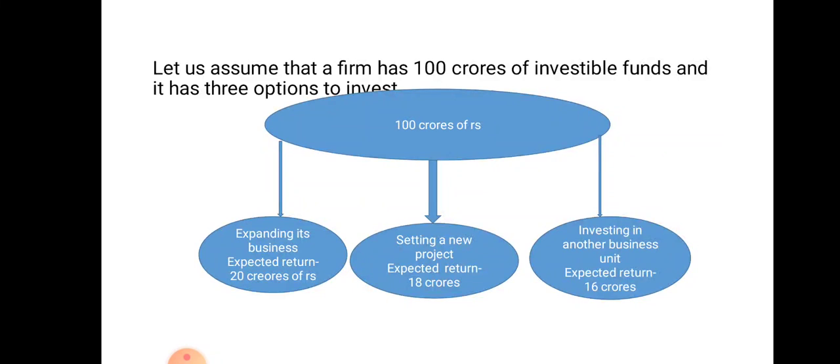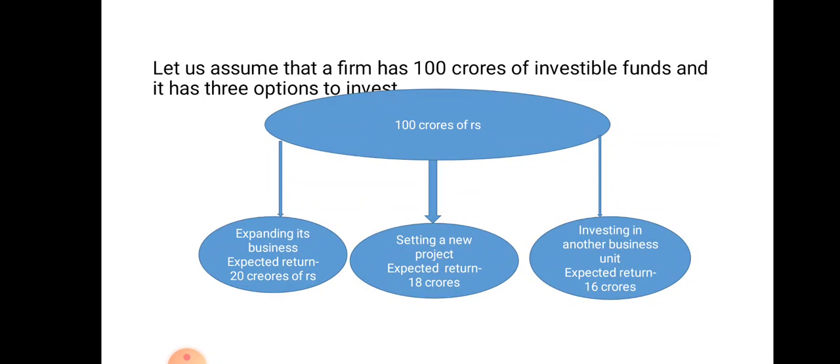So here is the example. Let us assume that a firm has 100 crores of investable funds. It has three options to invest. So here the firm is having 100 crores of rupees with it, and it has three alternative courses of action to do. The first one is an opportunity to expand its business, and the second one is setting up a new project. Third one is investing in another business unit.